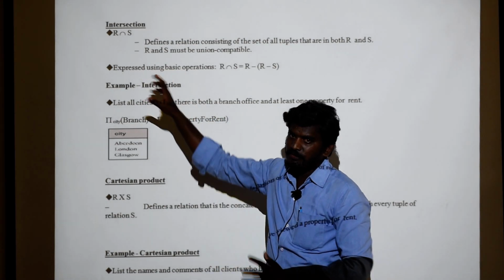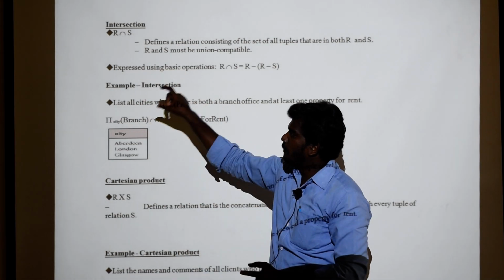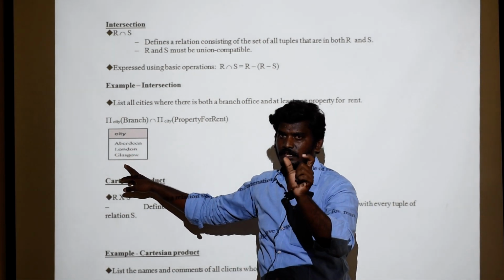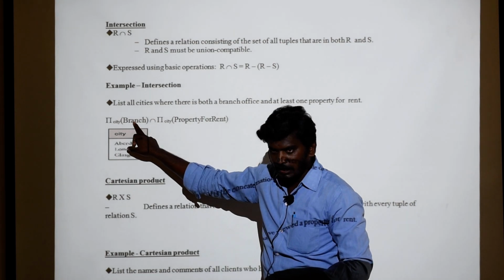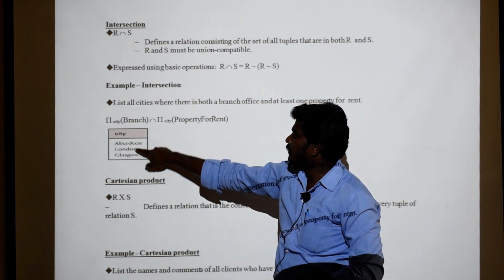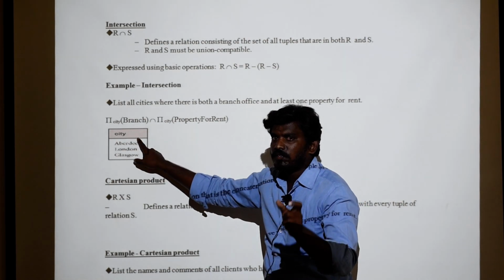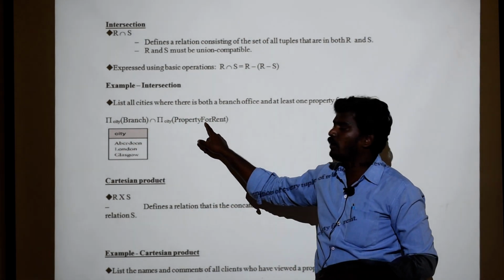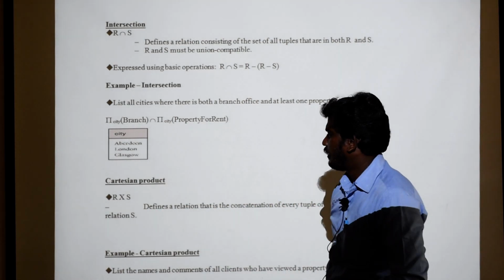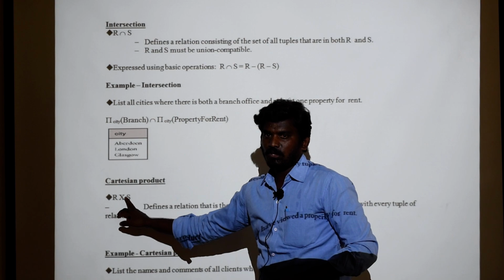The previous one is the set difference, okay, which means this table should not be presented, but here the city branches are also presented as Aberdeen, London and Glasgow. There are three values, or three items, also presented in your property for rent, that's all. Okay, then Cartesian product, as with R and S, the intersection.